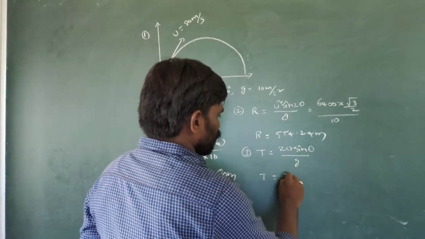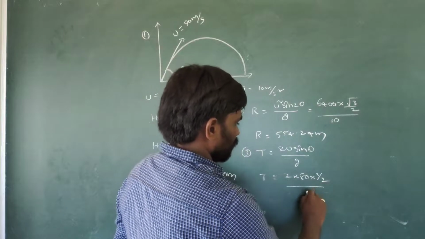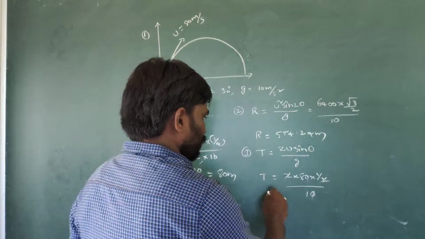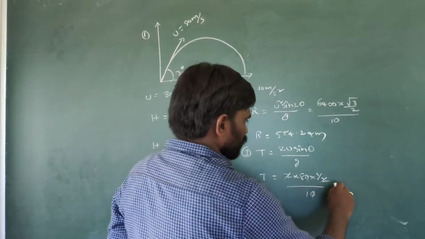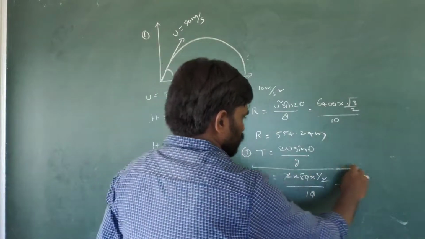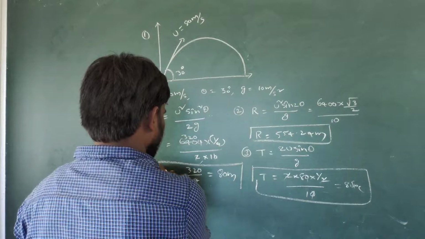Next, the third one is time of flight: t is equal to 2u sin theta by g. Then t is equal to 2 into 80 into sin 30, whose value is 1 by 2, divided by 10. Here the zeros cancel, the 2s cancel. Finally t is equal to 8 seconds. That is the time of flight. This is the range, and this is the maximum height.